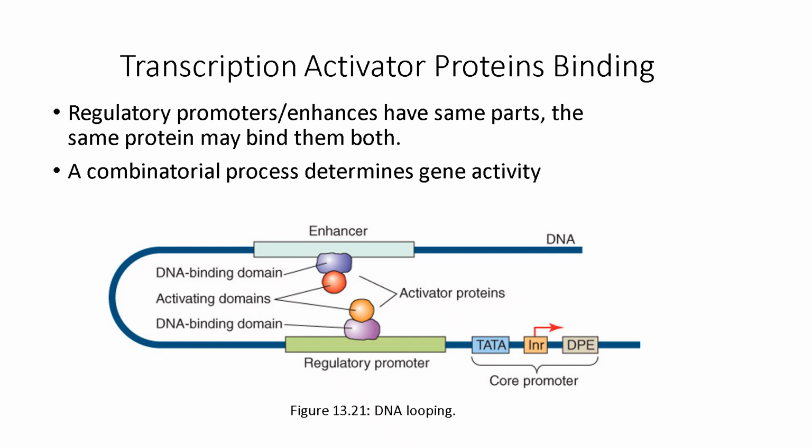Regulatory promoters and enhancers often share common DNA elements. The same transcription activator protein may bind both types. Whether a gene is expressed depends on a combinatorial process, integrating input from multiple activator proteins. This combinatorial control allows for precise regulation of gene activity.